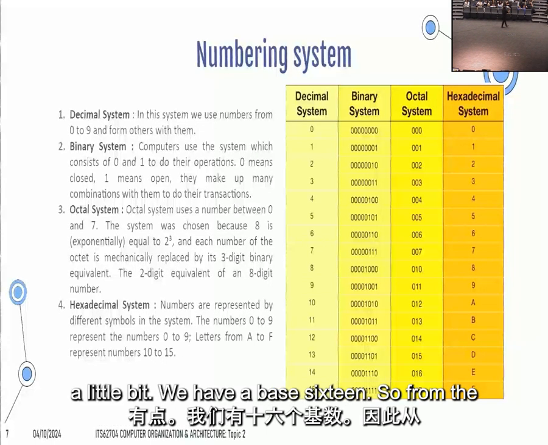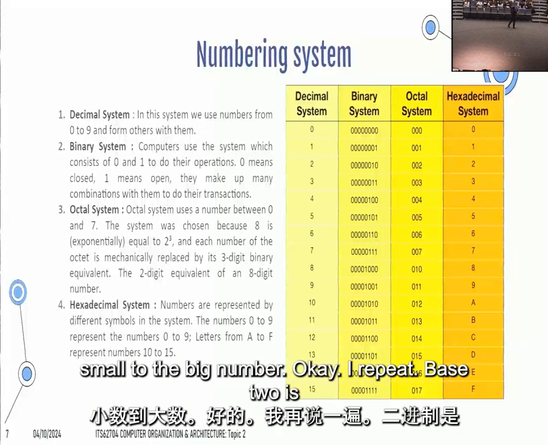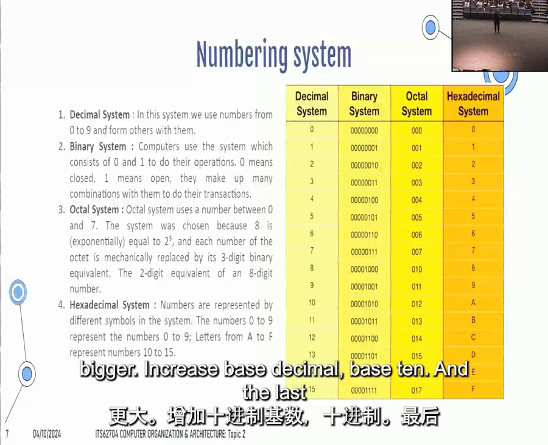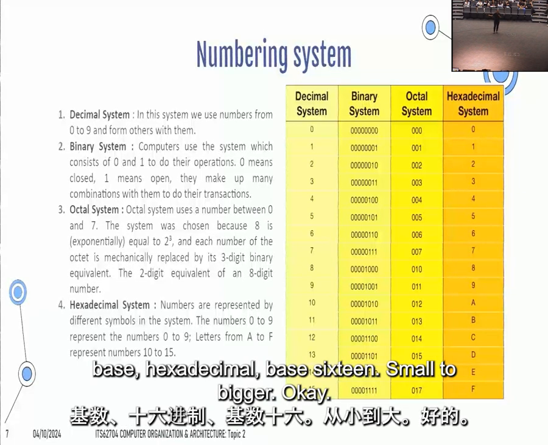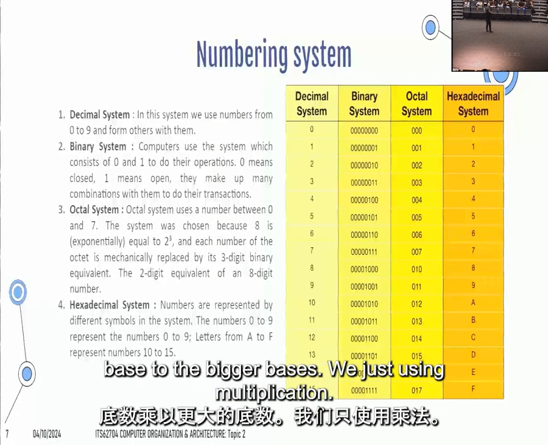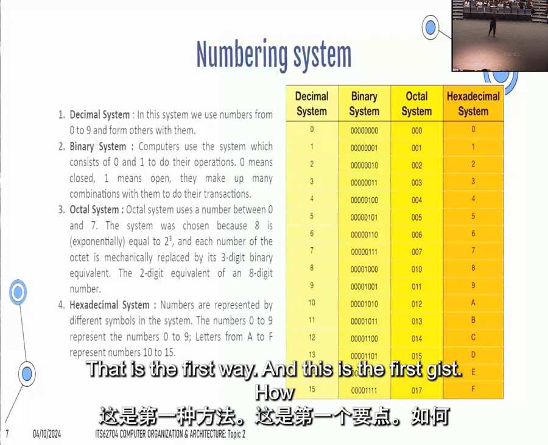Increase a little bit, we have base 16. So from the small to the big number. I repeat, base 2 is the smallest, then we go to base 8, octal, then bigger, base 10 decimal, and the last, hexadecimal, base 16. Small to bigger. So how do we convert a number from a smaller base to a bigger base? We're just using multiplication. That is the first gist.